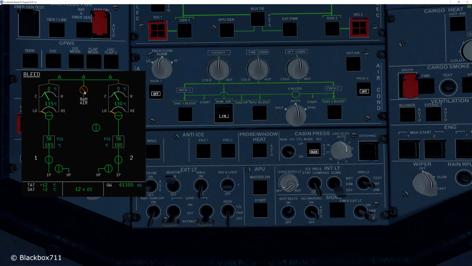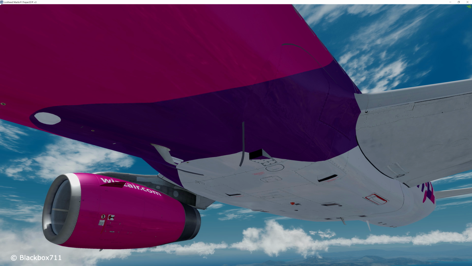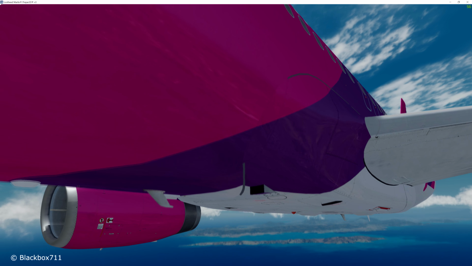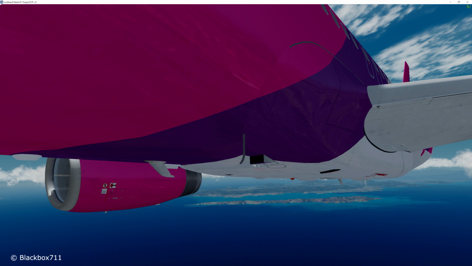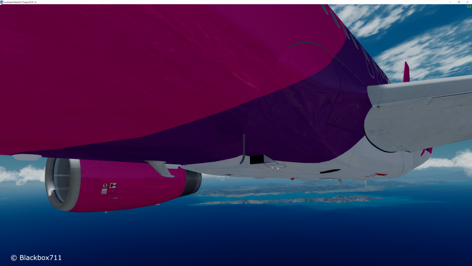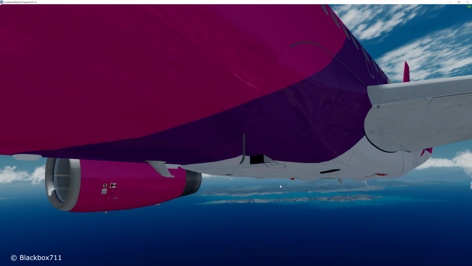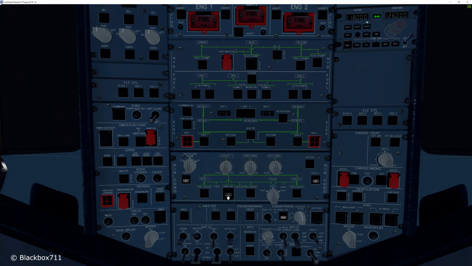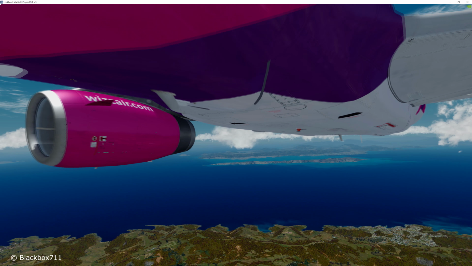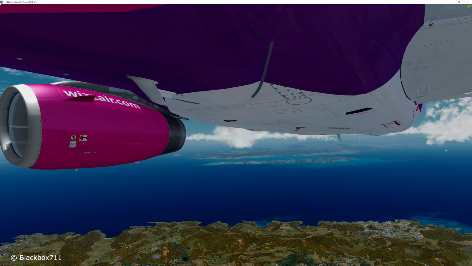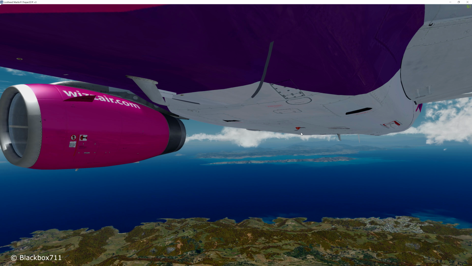Now once you push the switch to on, you'll see on the bleed page the ram air valve opening, and hence supplying the cabin with outside air. Now in the inside view you can see the ram air flap being open now, and scooping air, if you like, which is then transferred into the cabin, bypassing the Pack system. Obviously switching off the ram air supply closes that flap again.